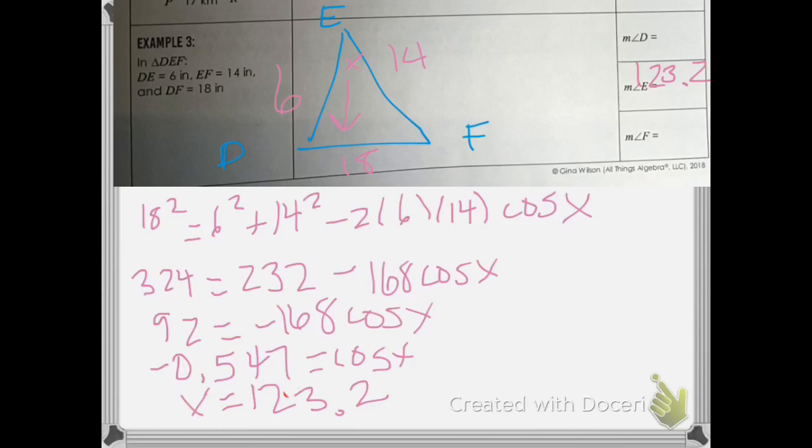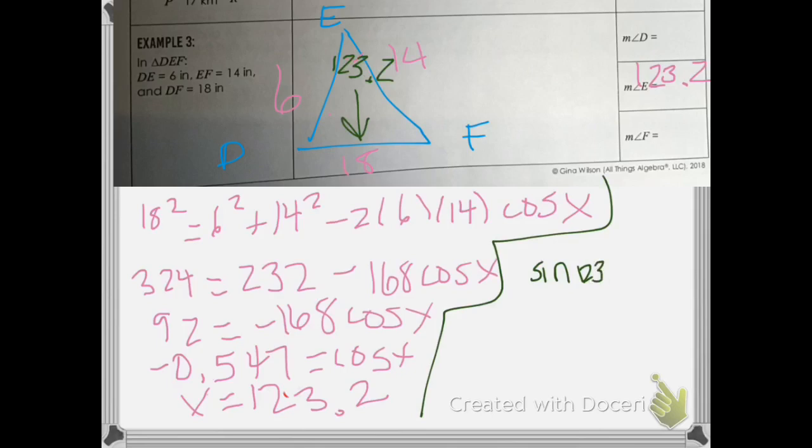Okay. So I know that this angle, in green, is 123.2. So I know one angle, so I could start to use the law of sines. Jeez, why do I keep saying cosine? So I have to use this one: sine of 123.2 over 18 equals... I ran out of room.